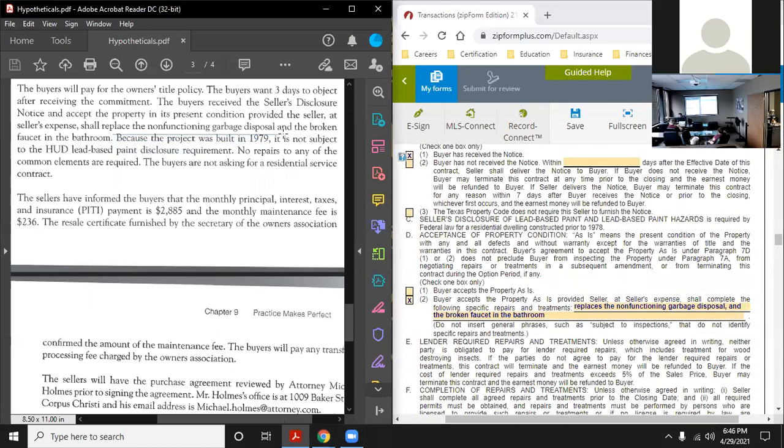The project was built in 1979. Yippee! That is after 1978. So we don't have to worry about filling out that addendum. Not after 1978. That is 1978 or later. I don't want to say that and get people confused. If it's built in 1978, we're good. So on or after 1978, no need for a lead-based paint addendum. Before 1978, you need the lead-based paint addendum.